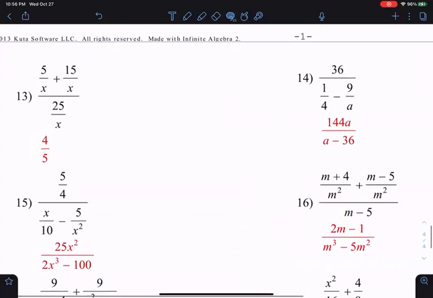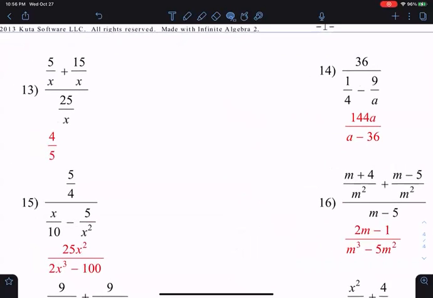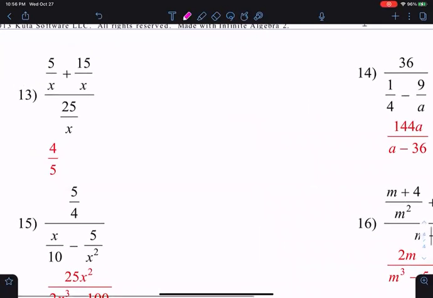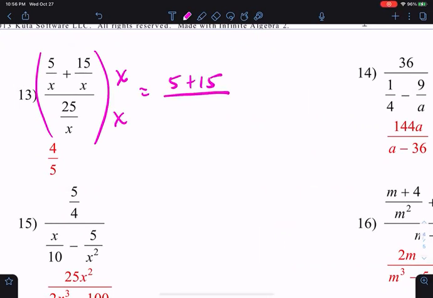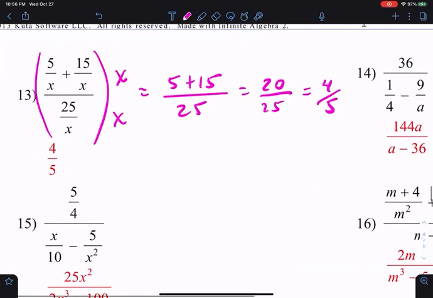Okay, so this is part 2, and let's try to finish this. So the common denominator here is x, right? So if we get this, we get 5 plus 15 over 25. So this is 20 over 25. This is 4/5. That's it, right?